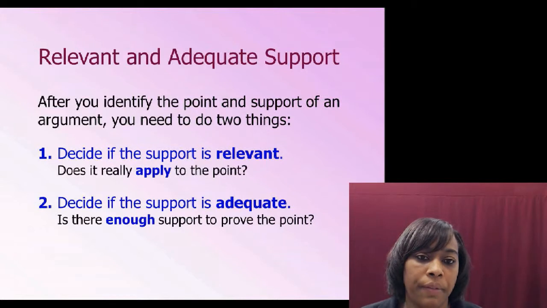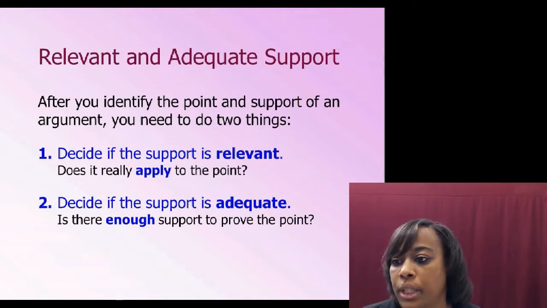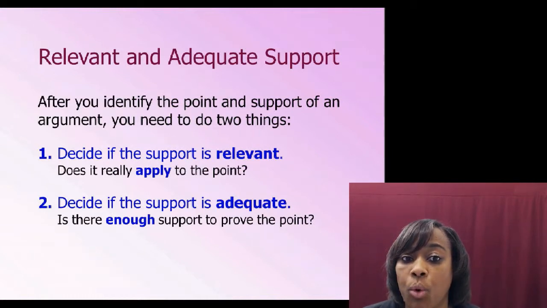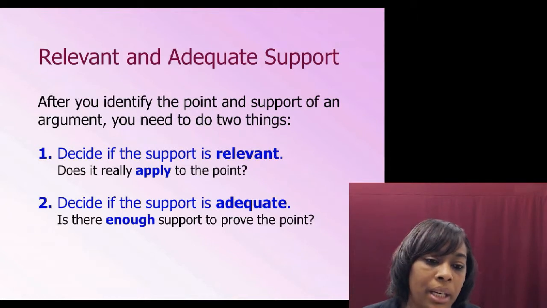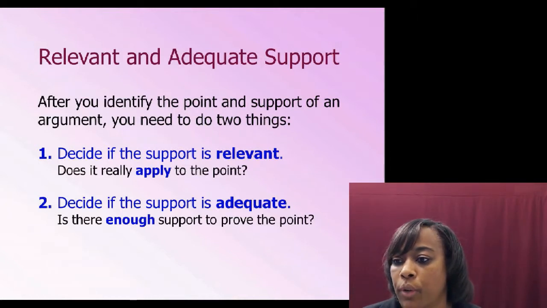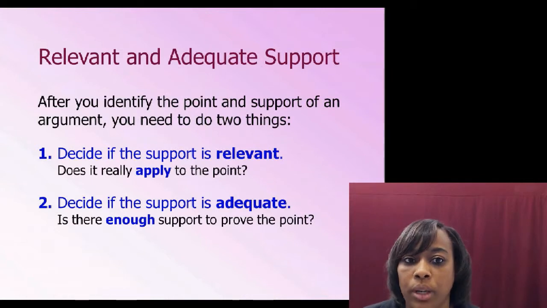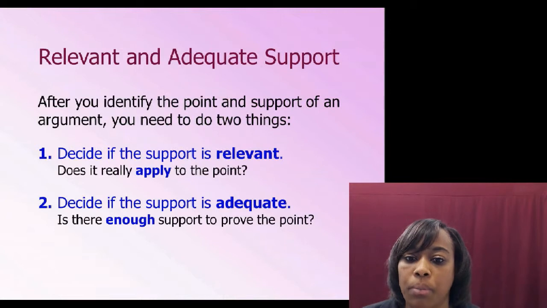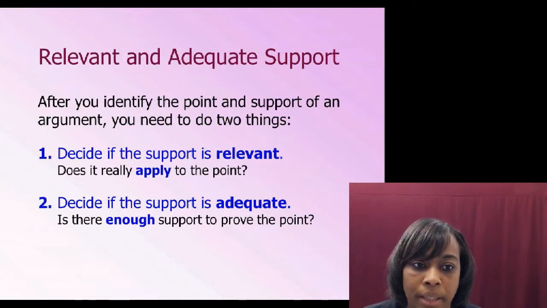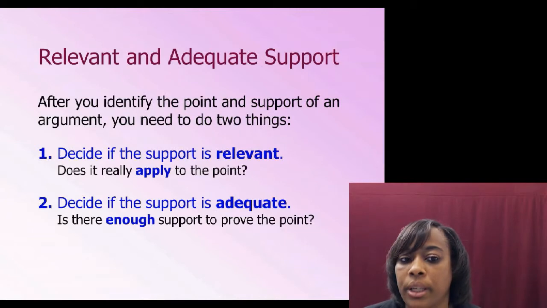Then you have relevant and adequate support. Okay, so after you have picked out your point and your support of the argument, you need to do these two things. You need to decide if the support is relevant. Does it really apply to the point? Decide if the support is adequate, meaning is there enough evidence to prove your point? So these are two very important things that you want to do, to see if you are supporting your point of argument. Does it apply to the point? And is there enough support there to prove your point?